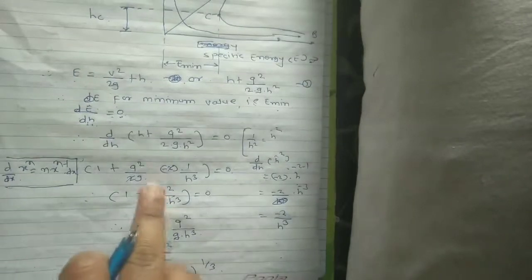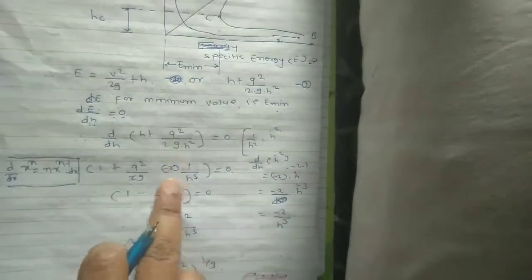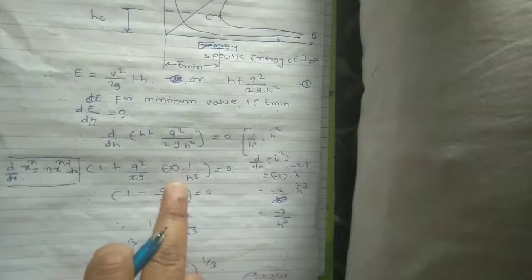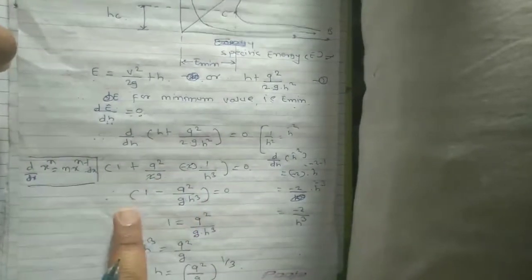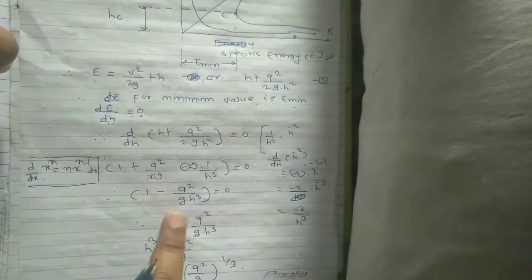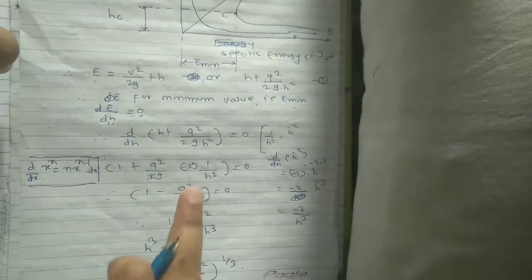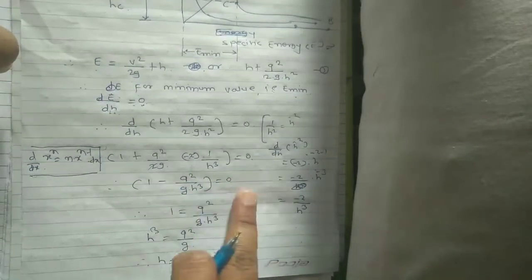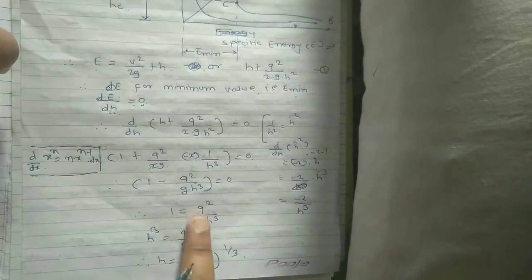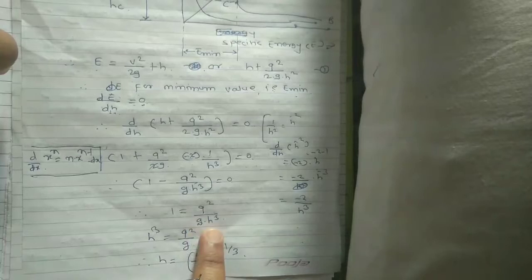Okay, so therefore we can write that the derivative of 1 by h square is nothing but minus 2 into 1 by h cube. So this 2 will cancel. The remaining term is 1 minus q square by (g into h cube) equal to 0. Now take this term to that side, so that will be plus. So 1 is equal to q square by (g into h cube).